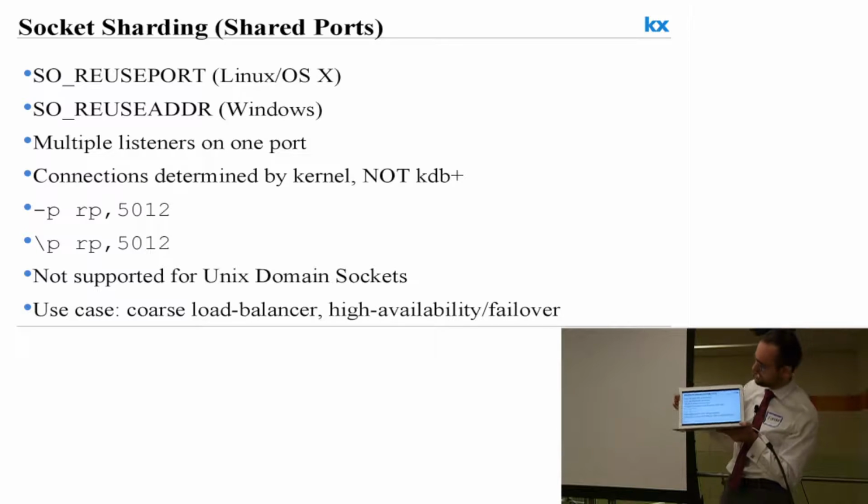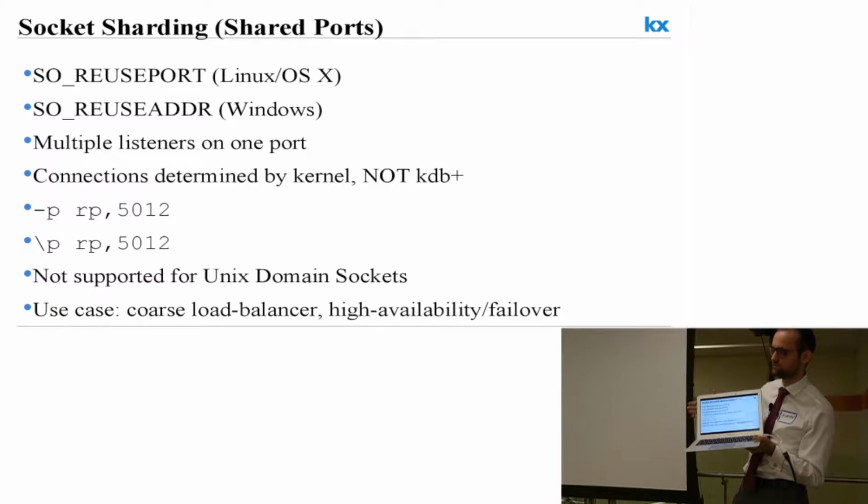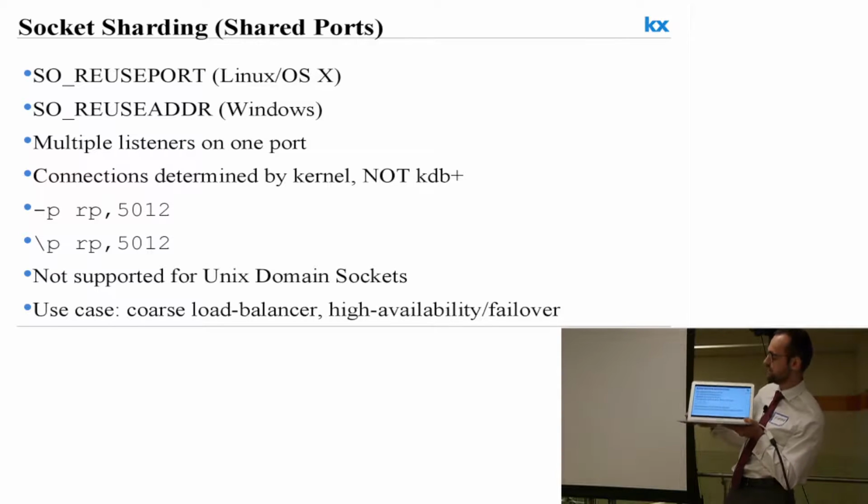We tried to think of a few different ways of doing it that wouldn't break, so that was kind of the most sensible one. The one thing is that it doesn't support Unix domain sockets yet. So if you're using Unix domain sockets, this won't help you out. It's only for doing TCP/IP. That's something that we'll probably look into for 3.6 as well.